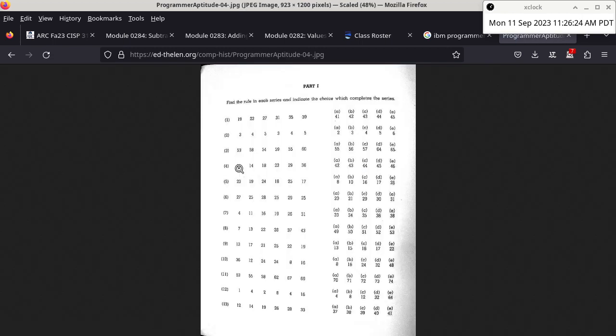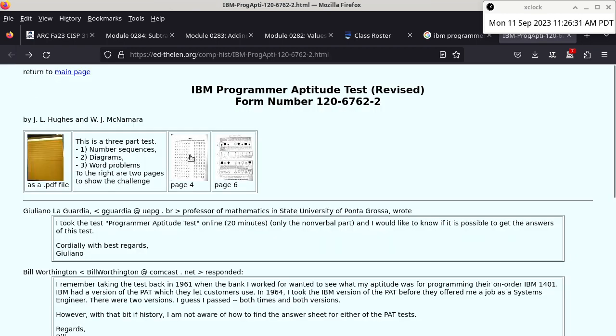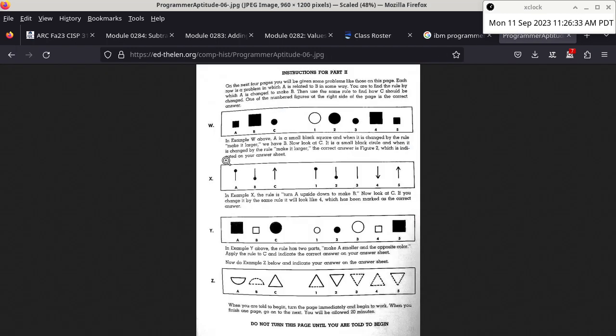Some people actually took the test, and these are numbers. And then they also have non-number questions like these. So they're basically patterns. You might want to spend some time to look at these.